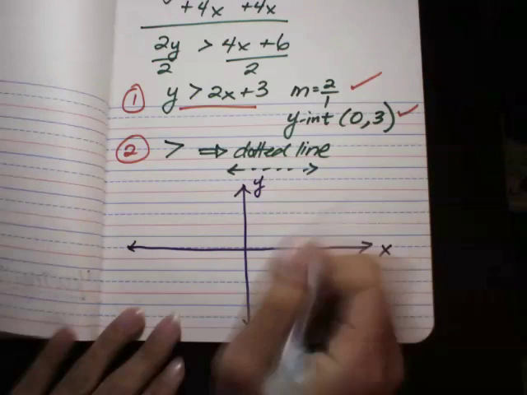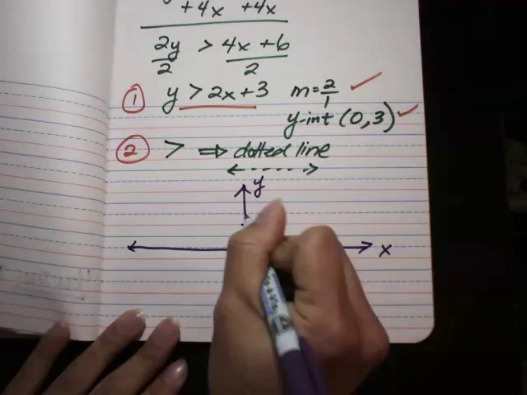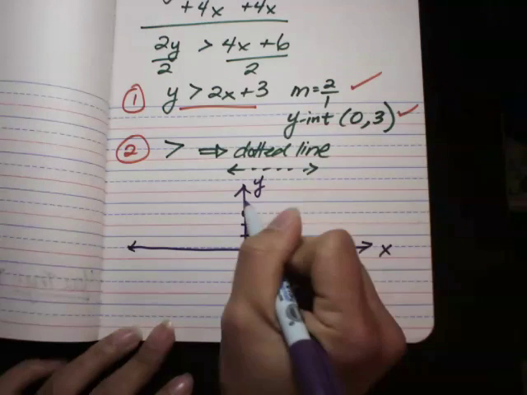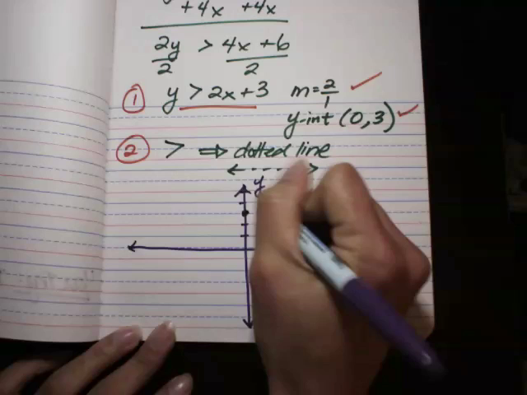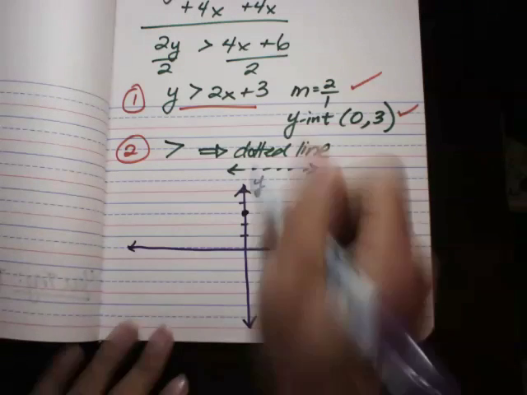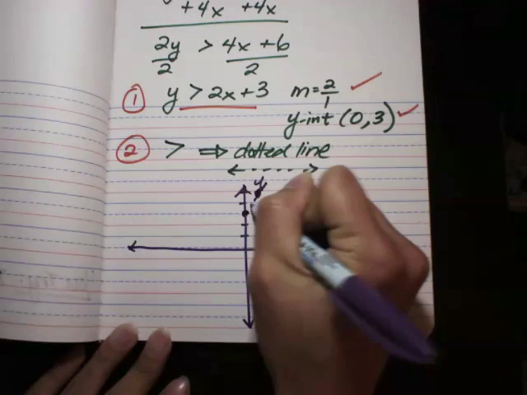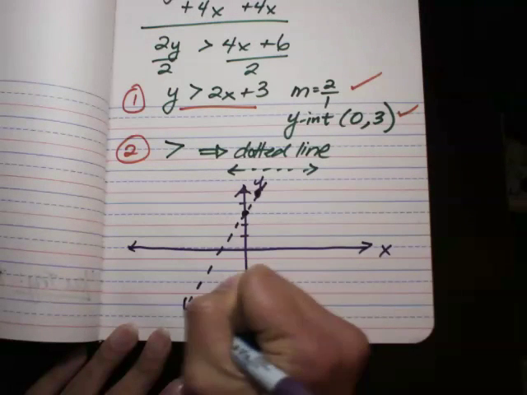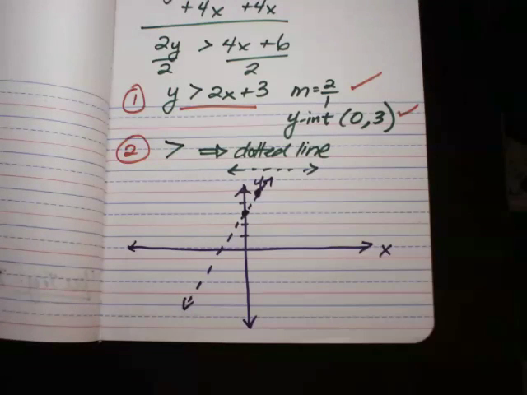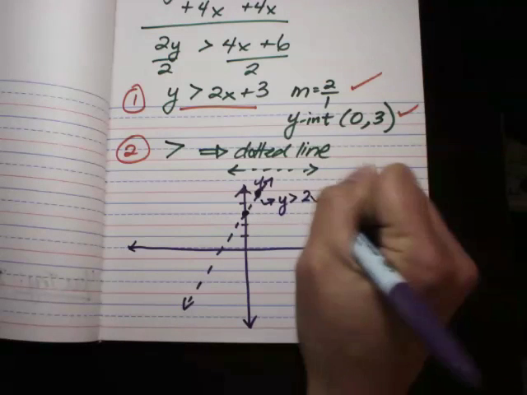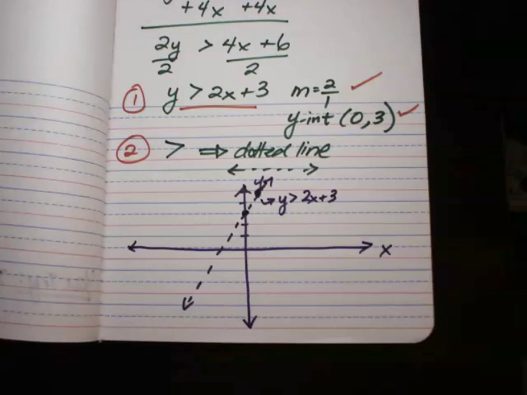Our y-intercept is 3, so 1, 2, 3. Here's the point. Our slope is 2 over 1, so I'm going to go up 2 and over 1. I don't have a ruler on me, so I'm just going to estimate, but remember, using a dotted line, this is roughly what your graph should look like. So this is the graph of y is greater than 2x plus 3.